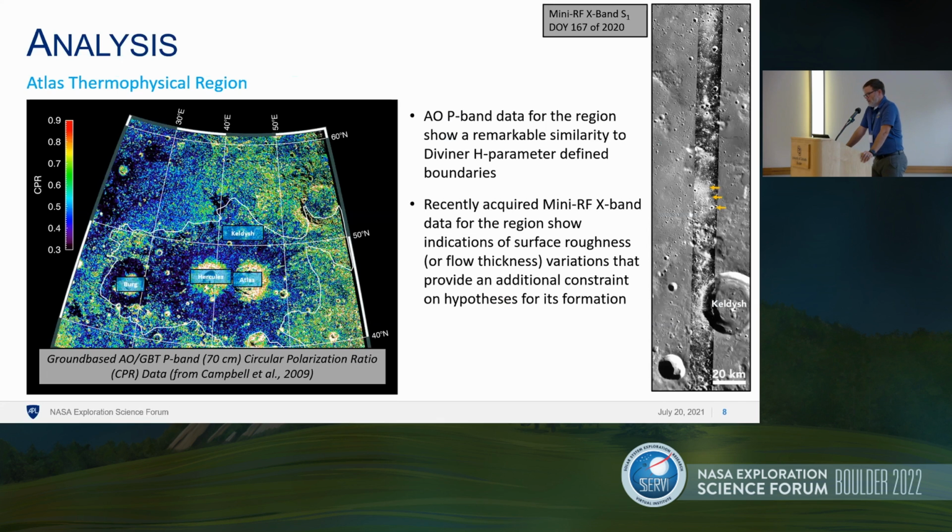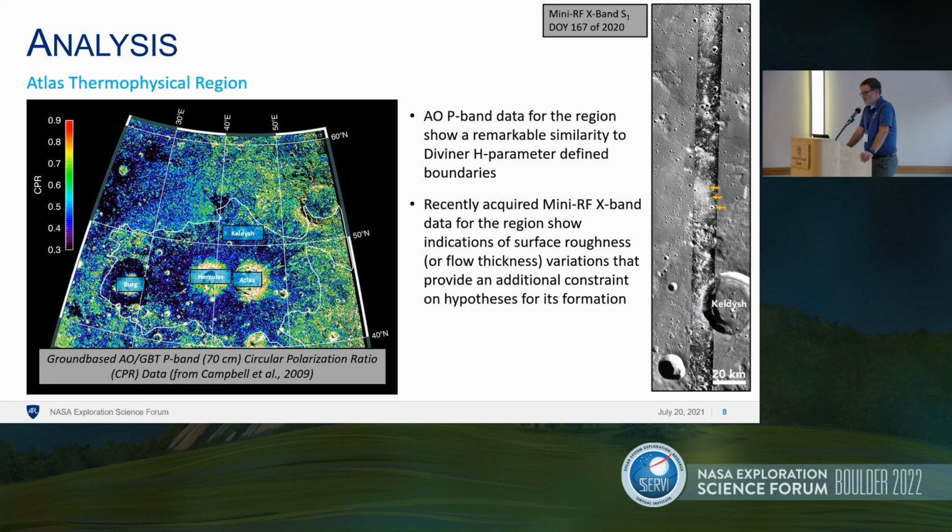We can also look at some other interesting areas, or we are looking at some other interesting areas. One of those is the Atlas Thermophysical region. So this has been discussed with Diviner in a number of forums, and this white outline you see on this map of a portion of that region indicates where the boundary of this thermophysical region is in H parameter maps of the Moon. But the underlying image is actually P-band radar. And it's an interesting correlation that we see between P-band radar and the Diviner data. It's not clear what the meaning of that potential correlation is.